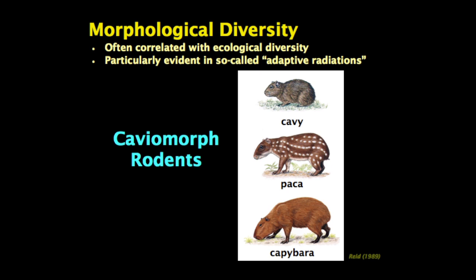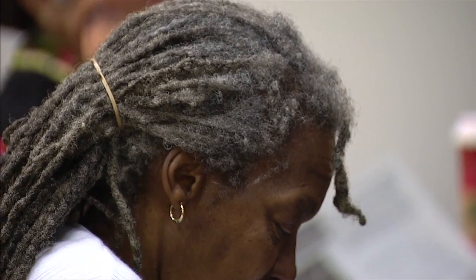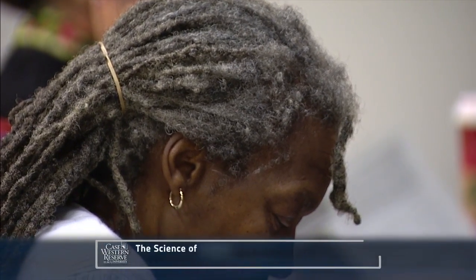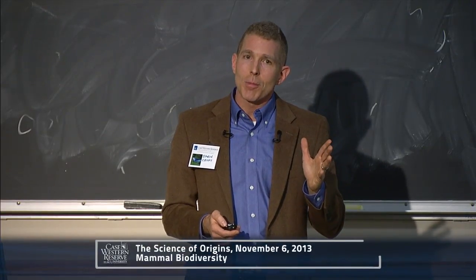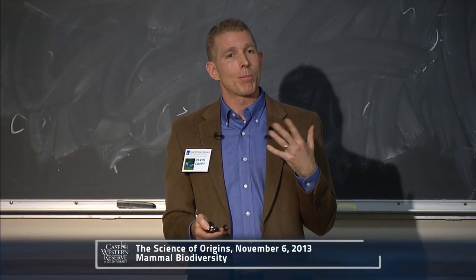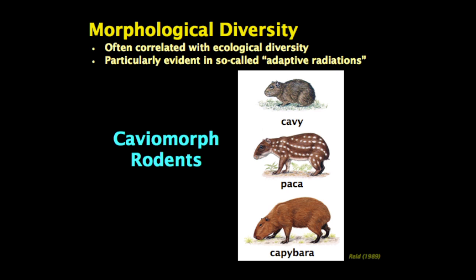One of my favorite examples is caviomorph rodents. These are rodents that dispersed to South America from Africa probably 45 million years ago, probably on a raft of vegetation. They then found a continent without rodents, and they went crazy and evolved into all sorts of these great non-rodent-like rodents, from guinea pigs all the way up to the capybara. What's remarkable about this radiation is that it's been proposed that these animals fill niches in South America, which was an island, that other mammal groups do on other continents.